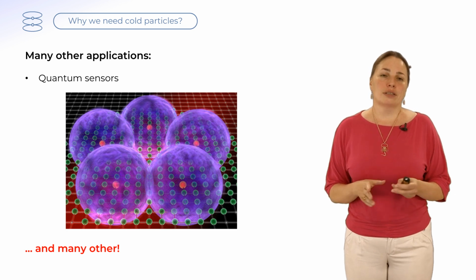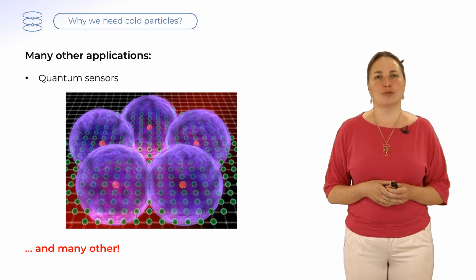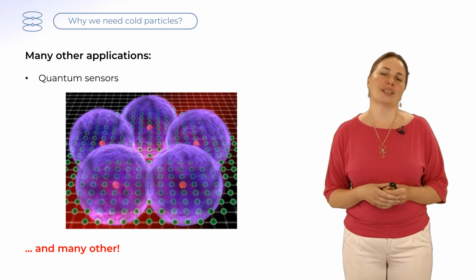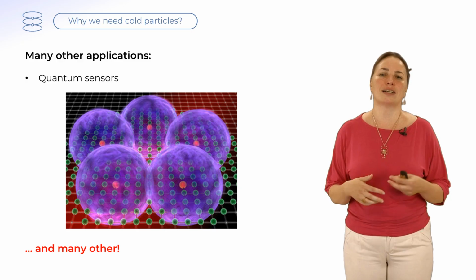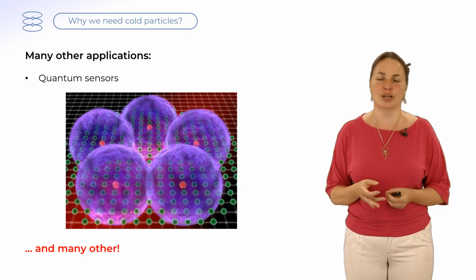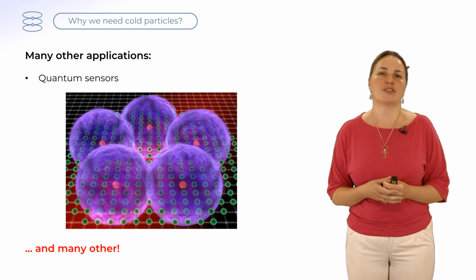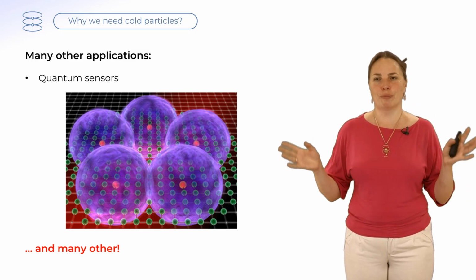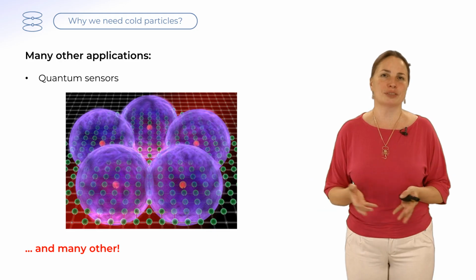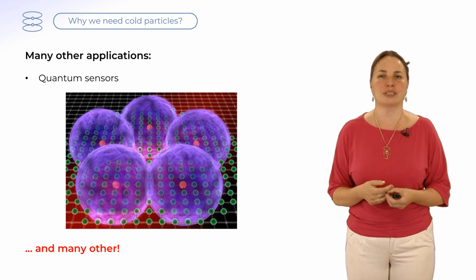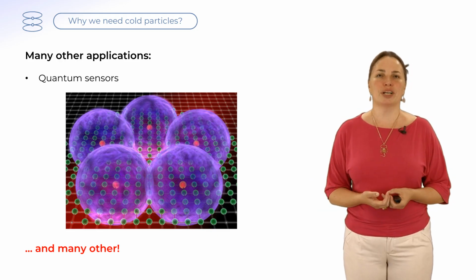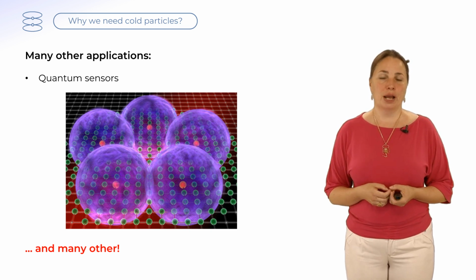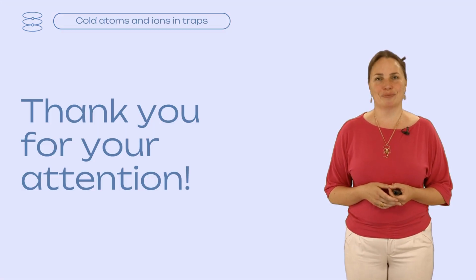And last, which I wanted to mention, is quantum sensors. If you have a very cold atom, then you can control all these states of energy, and you can excite it to a very high energy level. In this state, it will be very sensitive to many environmental fields, like electric fields and magnetic fields. So you can use very cold particles as a sensor with very, very high accuracy. And of course, there are many others. Thank you.